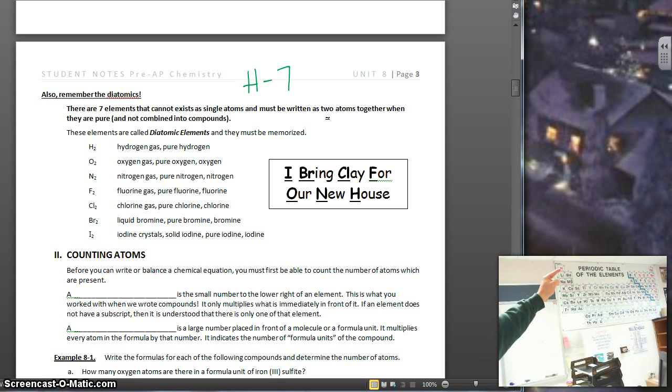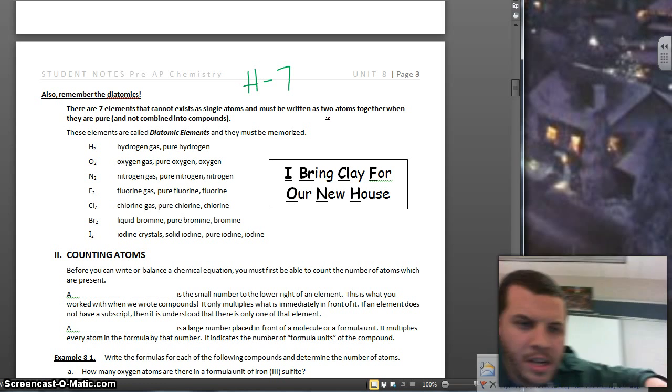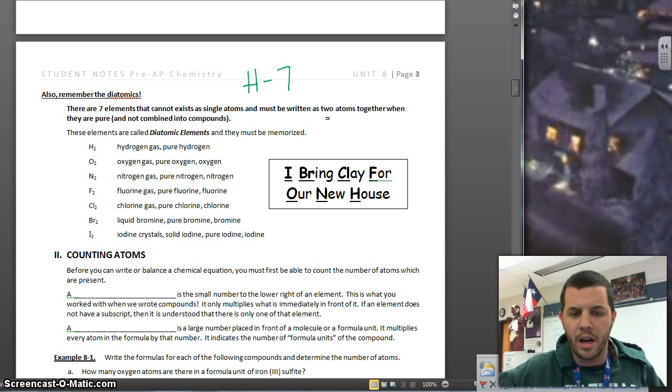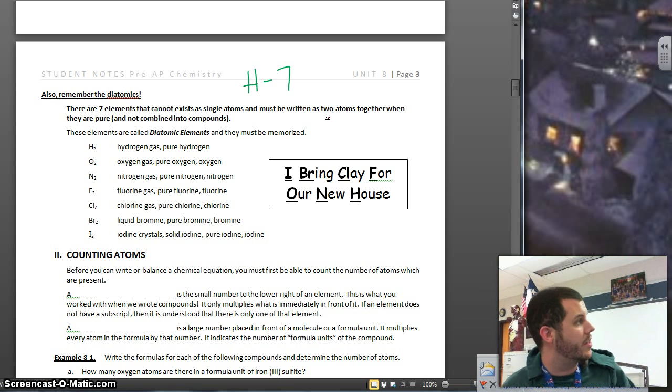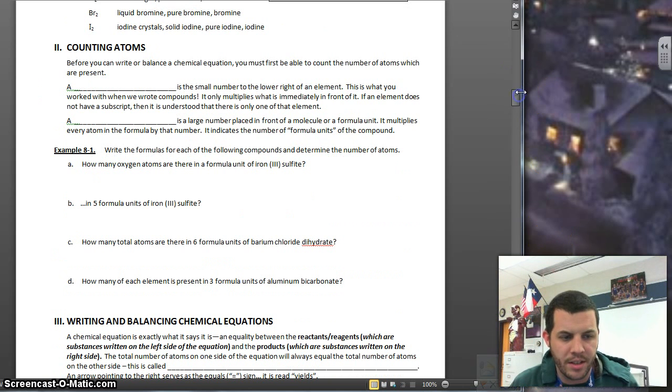So I've got 1, 2, 3, 4, 5, 6, 7. H, N, O, F, Cl, Br, and I, those are our diatomic elements. So let's go ahead and get into the notes.